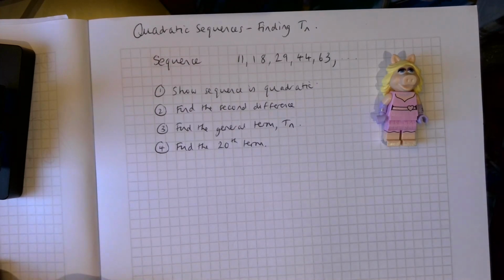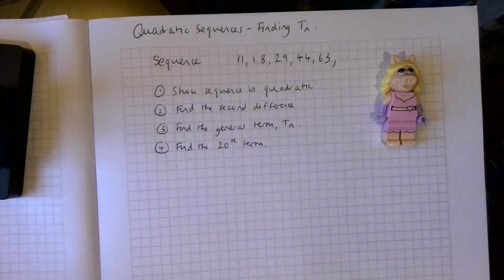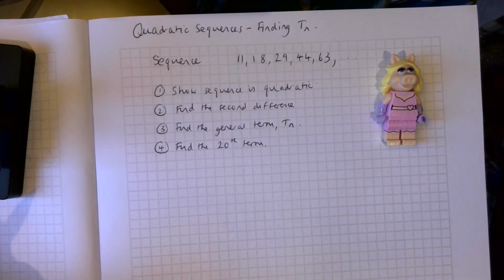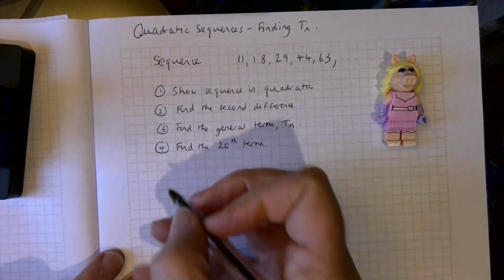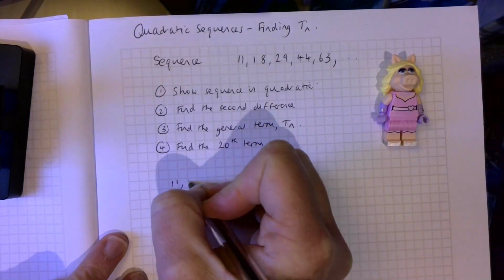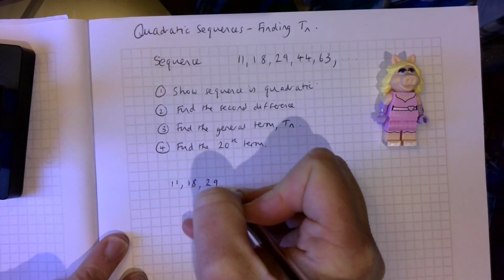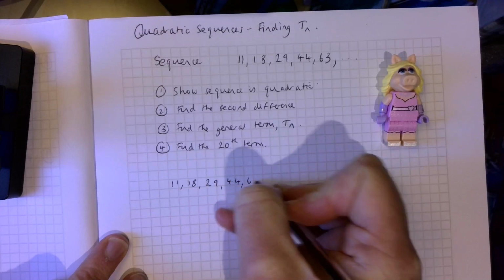term. Okay, now there's a couple of different approaches to this, so I'm going to try and show you two different approaches. They're actually quite similar, but one is a bit more visual than the other, so we'll see how we get on. So here's our sequence that we're given: 11, 18, 29, 44, 63.